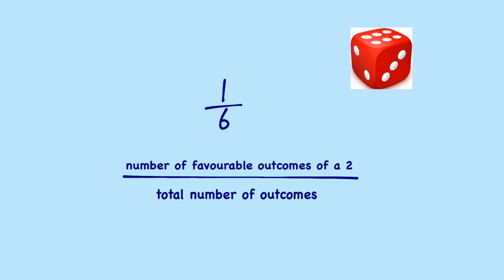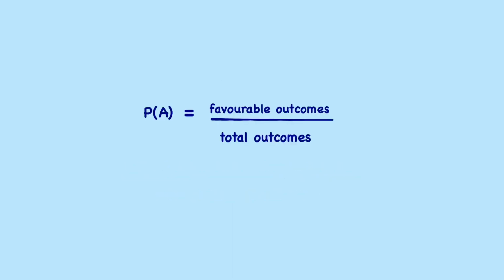So it's 6. The general formula for any event A is probability of A equals the number of favourable outcomes over the total outcomes. In this example, probability of A is the probability of rolling a 2 on the die, which we call our event, and the favourable outcomes are the number of different ways to get a 2, which is just 1, and the total outcomes are the number of different outcomes we could get, which is 6.